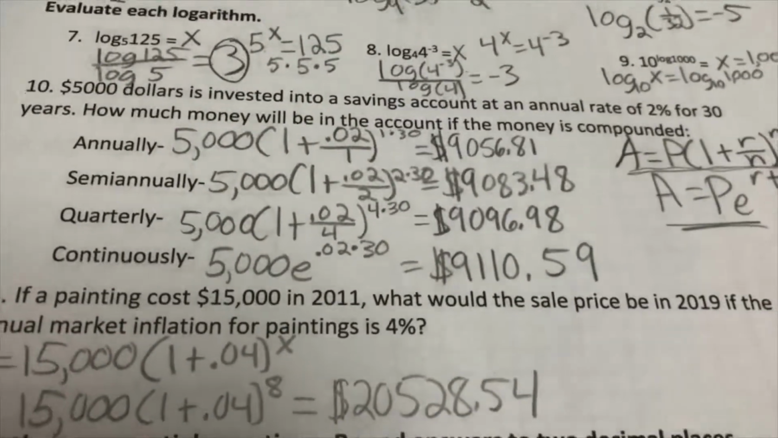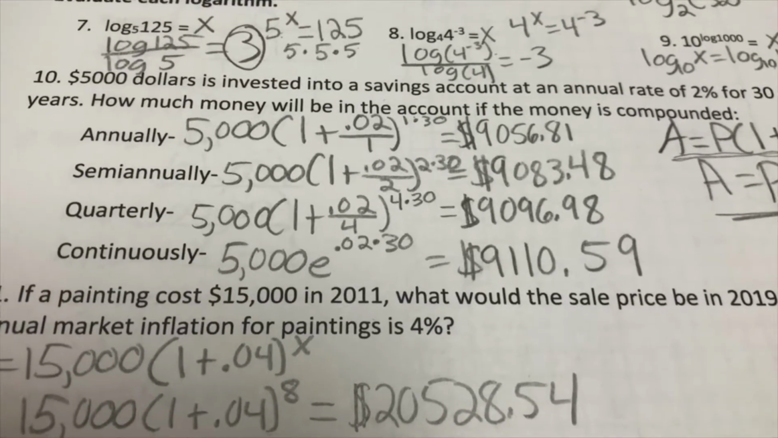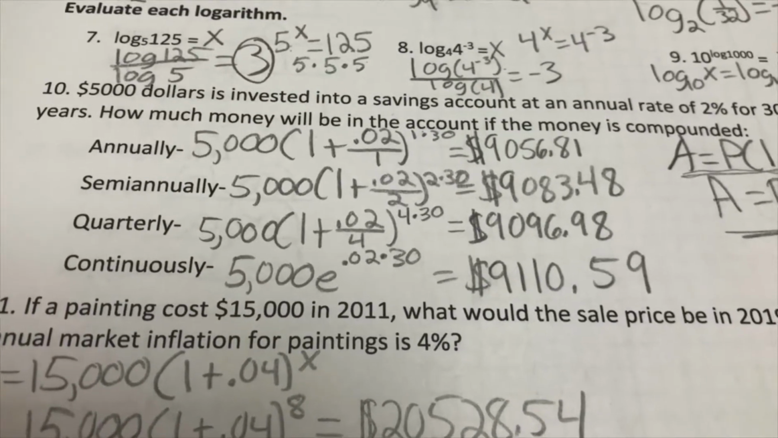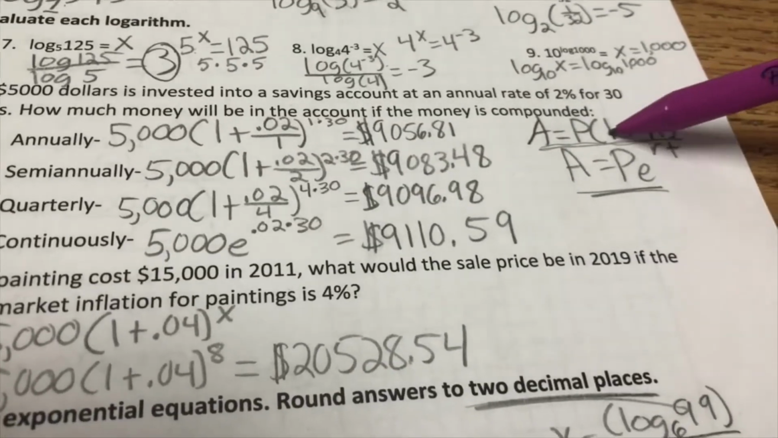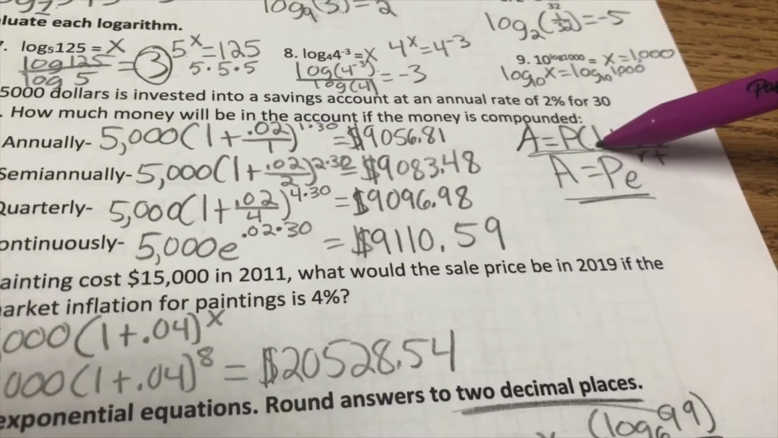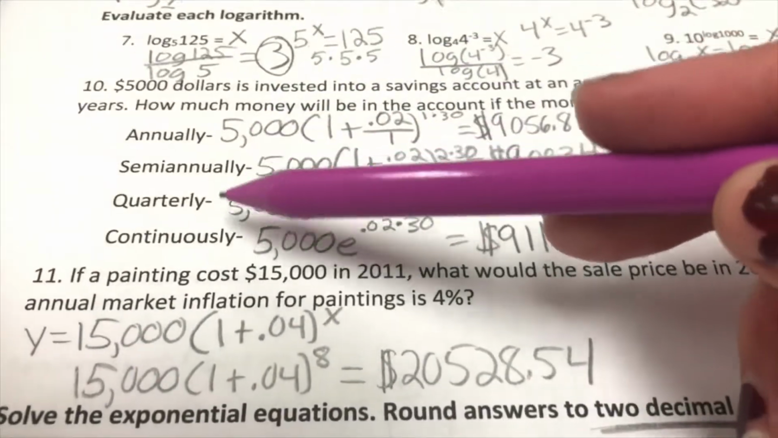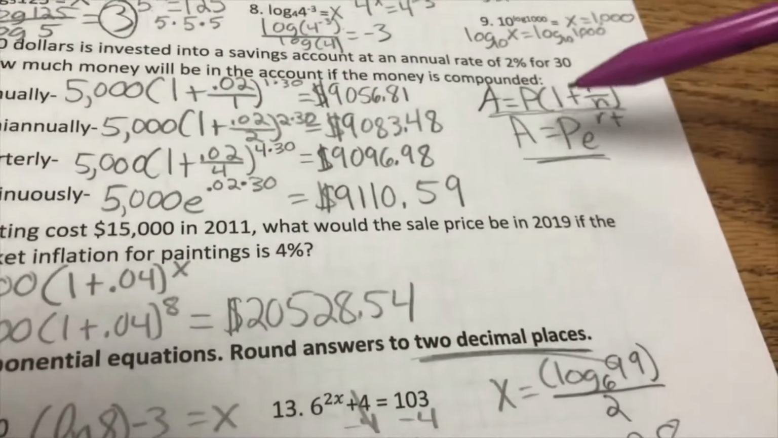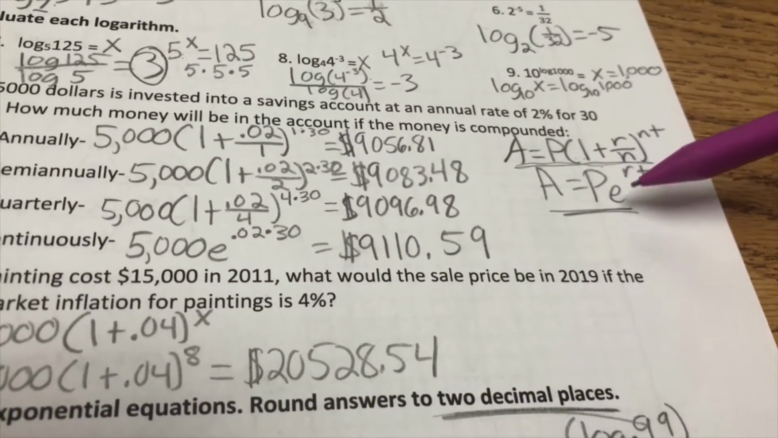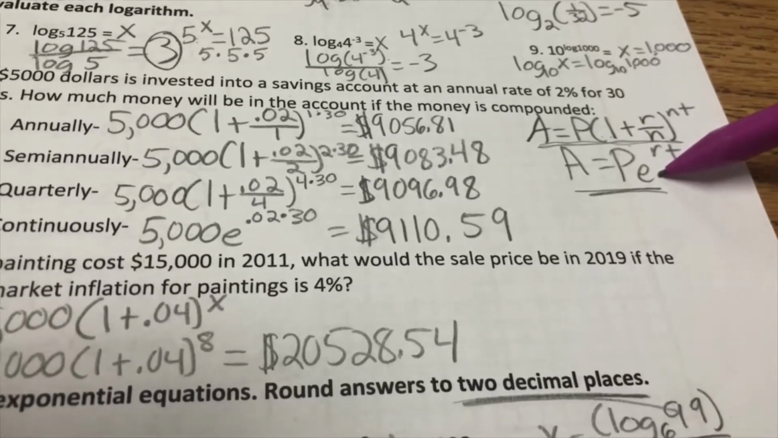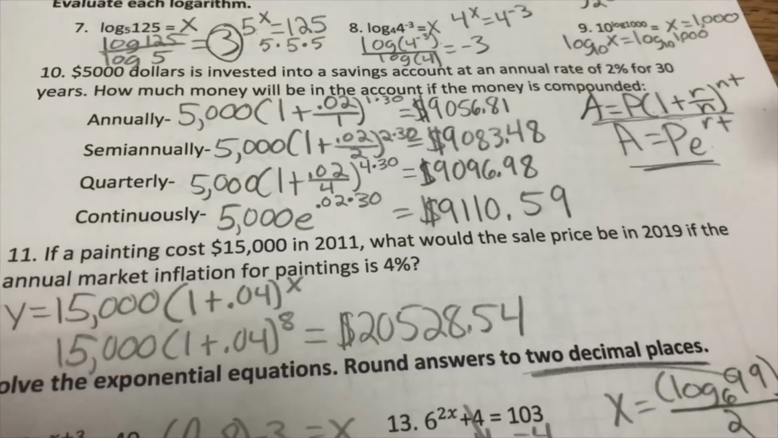So when we're asked annually, semi-annually, quarterly, daily, I think that was all of the ones that we actually did, you're using the longer one, the periodic formula. When it actually says continuous, that is when you're using the PERT formula, that second one, for continuous interest. So you were plugging it in according to our word problem.